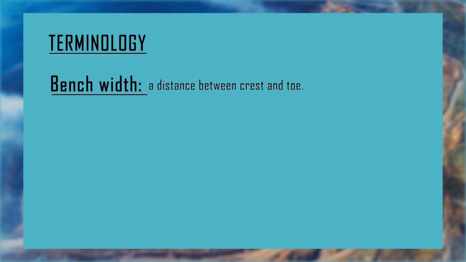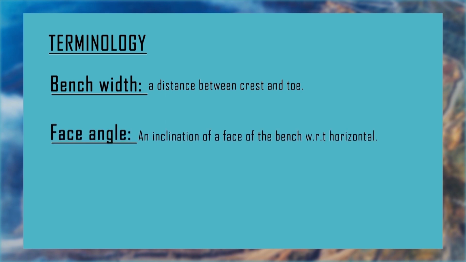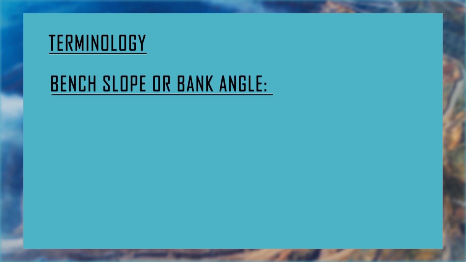Bench width is the distance between the crest and toe, meaning the crest of the bench and the toe of the bench, on a surface. Then face angle is the inclination of the face of the bench with the horizontal. Crest is the upper part of a bench. Similarly, toe is the lowermost part of a bench face. Bench slope or bank angle is the horizontal angle of the line connecting bench toe to bench crest.